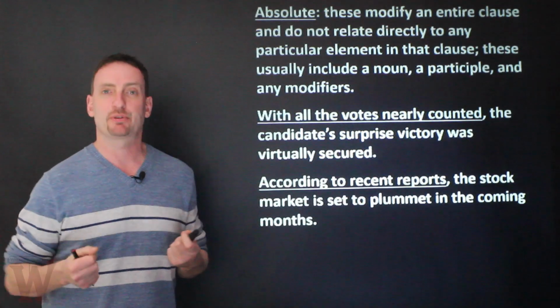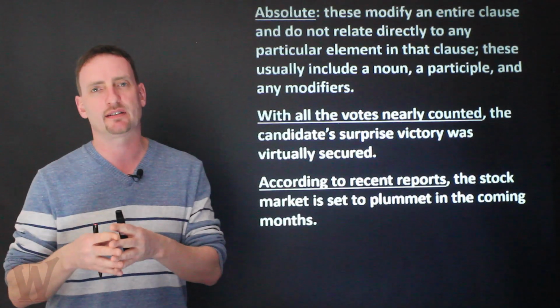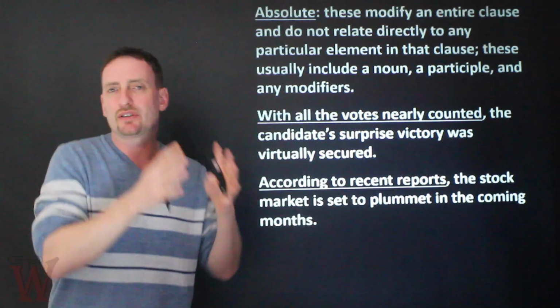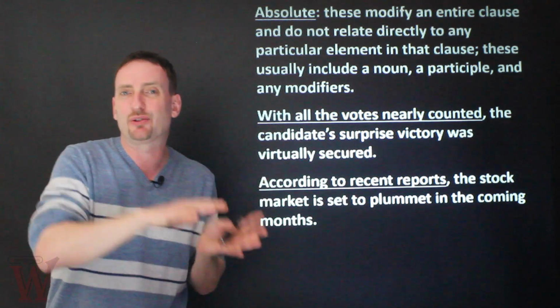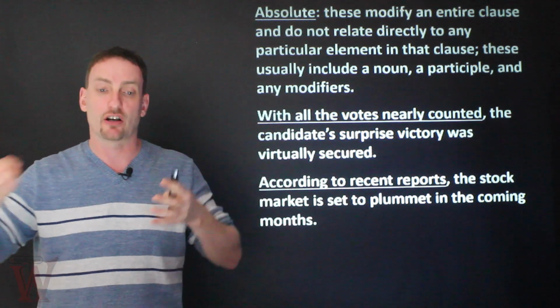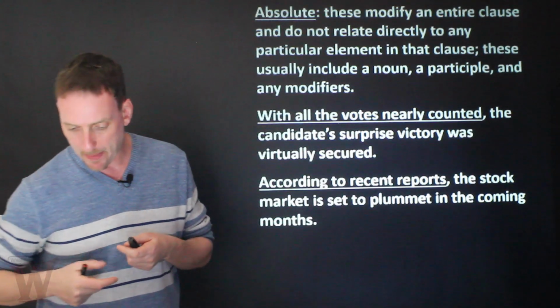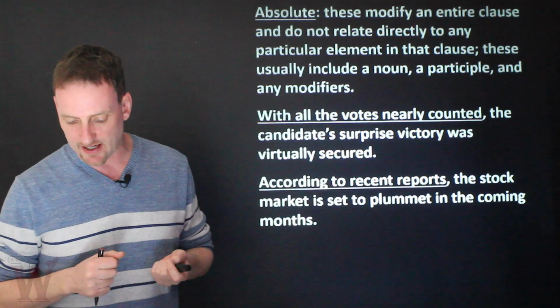Okay, absolute. Basically, what this means is you're not using it as a subject, you're not using it as an adverb or an object or a complement. You're just putting it outside the independent clause. And this phrase applies to the entire independent clause, not to any specific part of the clause. Okay? These usually include a noun, a participle, and any modifiers that are necessary.